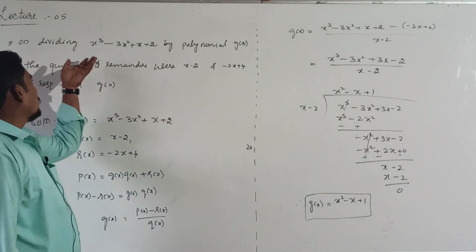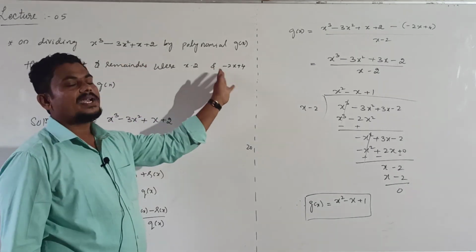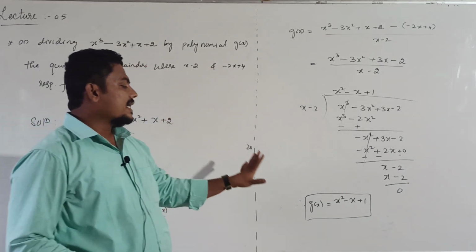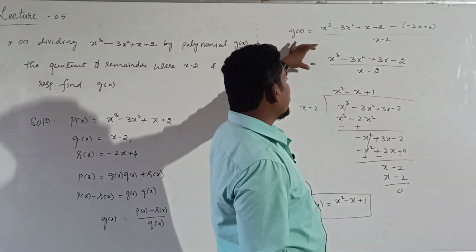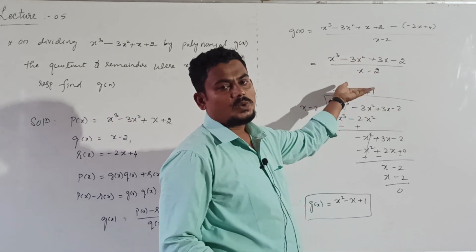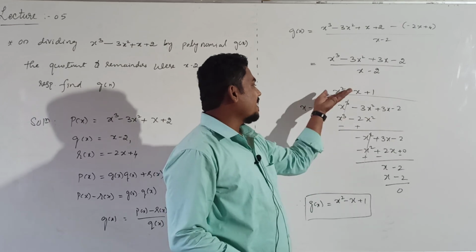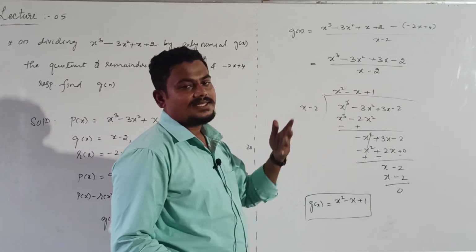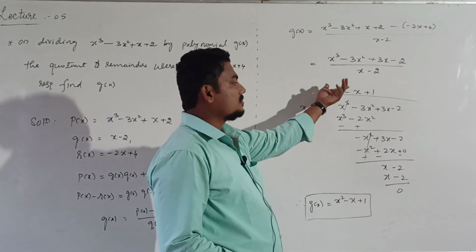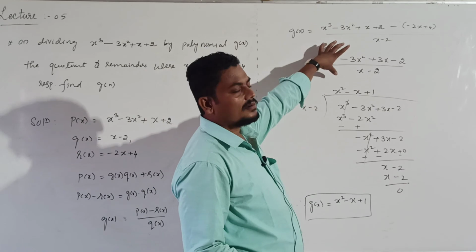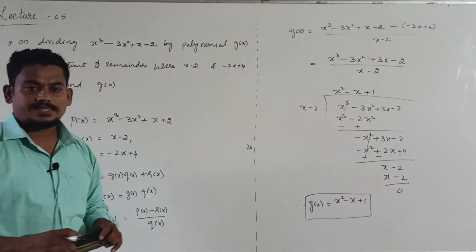When on dividing this polynomial by g of x, the quotient is x minus 2 and the remainder is minus 2x plus 4, then the divisor g of x is x square minus x plus 1. G of x was a fraction of two polynomials, but we need a polynomial, so just divide, and dividing we get x square minus x plus 1 as g of x. So we get x square minus x plus 1 as our required answer. Thank you.